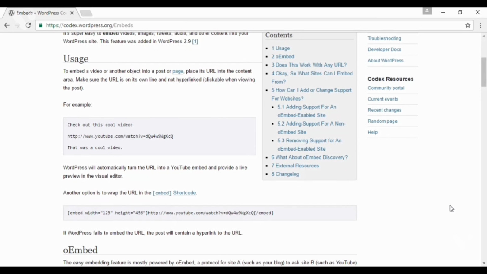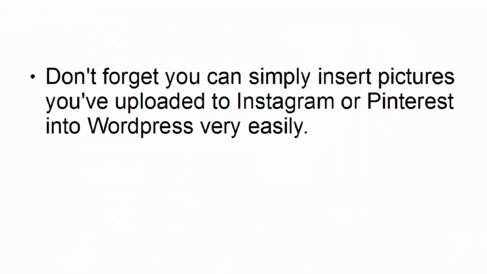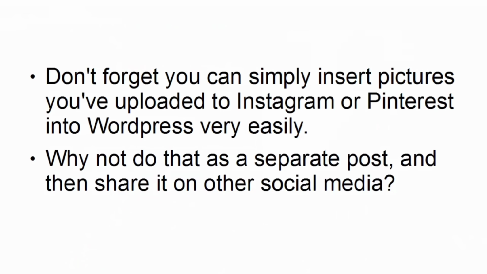Embedding a YouTube video into your WordPress blog is very easy. All you do is copy and paste the URL into your blog post and WordPress will work out the embed code for you. So you don't need to do any coding or anything like that. Just copy and paste the URL and the WordPress software will take care of the rest. And don't forget, you can simply insert pictures that you've uploaded to Instagram or Pinterest into WordPress very easily. So why not do that as a separate post and then share it on other social media?